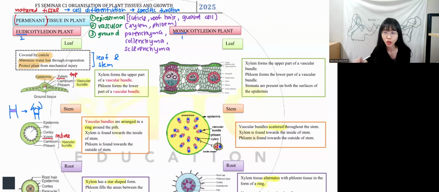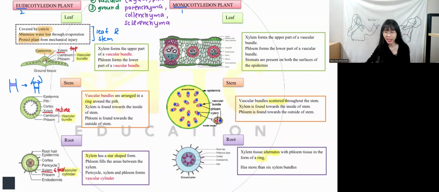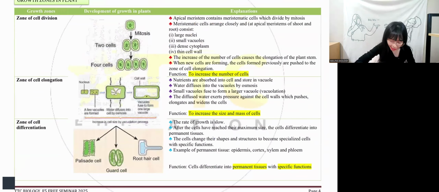The first zone is called zone of cell division. Very good. The second one is called zone of cell elongation. Very good. The third zone is called zone of cell differentiation. Correct. We have division, elongation, differentiation. This is in a sequence, guys, 1, 2, 3.